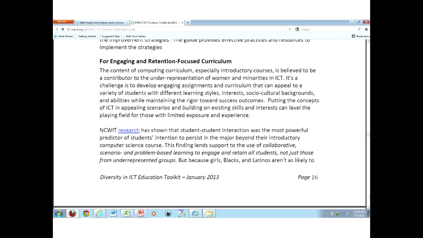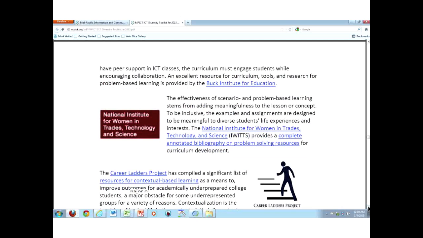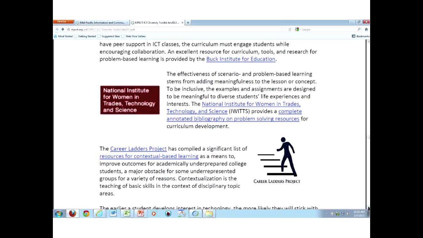And then, there's a lot of the curriculum here around pedagogy that addresses this whole area of engaging and retention-focused curriculum. Again, around contextualized learning, which, by the way, I refer to Career Ladders in here as some of the work that they've done for contextual-based learning is really very useful, particularly when it comes from learning styles of blacks and Latinos. So again, a lot of those resources there.